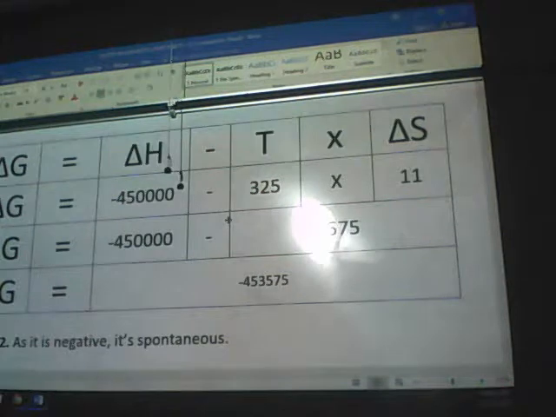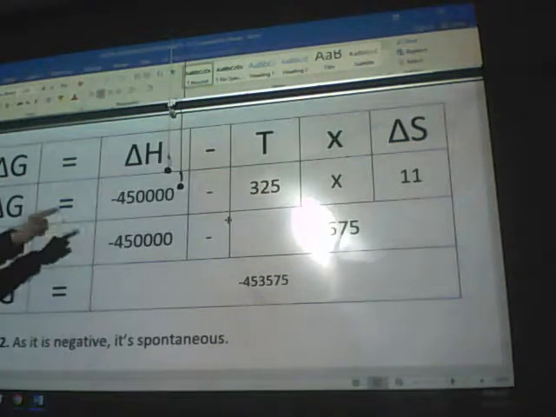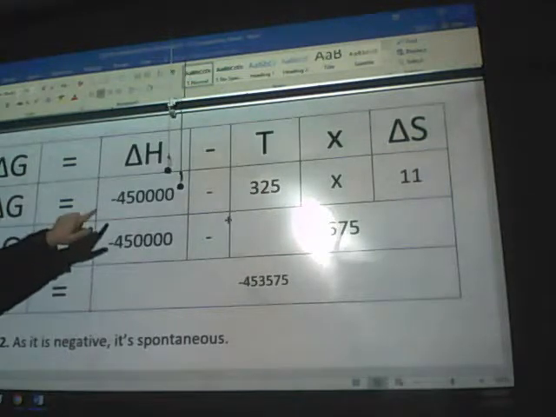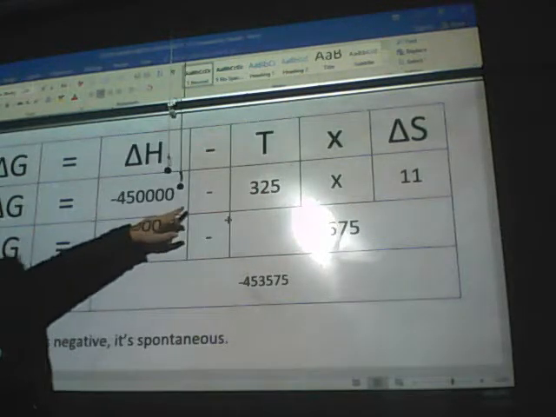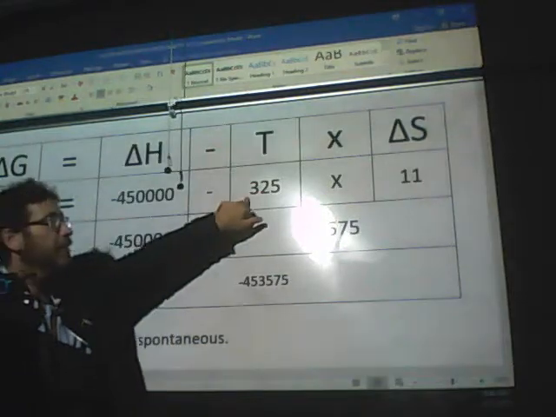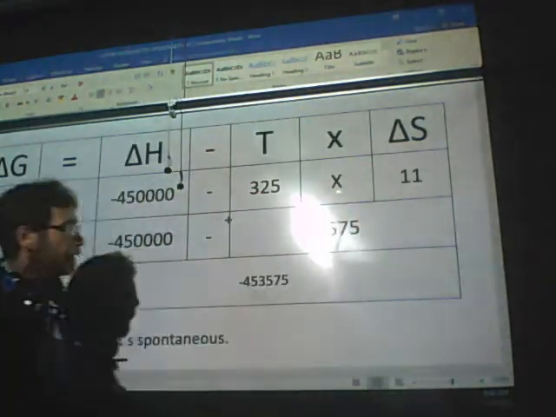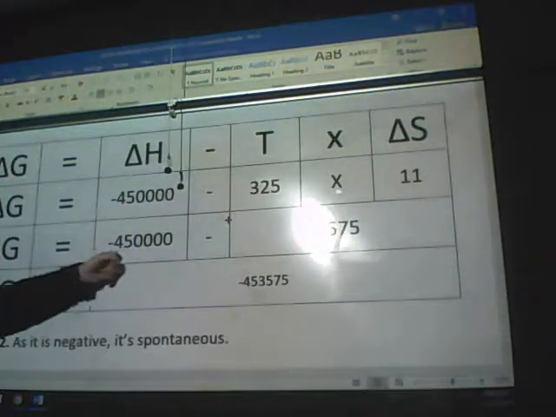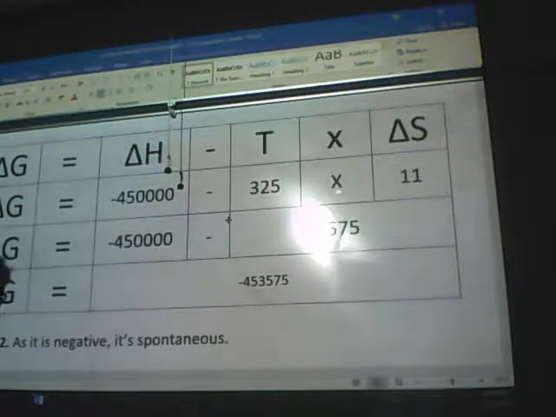The enthalpy should be in joules. Sometimes they give you the enthalpy in kilojoules. You have to multiply by 1,000 to get joules. Then you subtract the temperature in Kelvin times the entropy, okay? And you just only have to subtract. You can use a calculator.